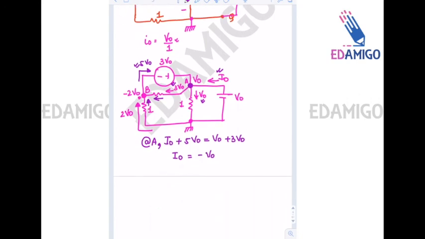Since I0 is equal to minus V0, V0 upon I0 is equal to minus 1 ohm. So this is your RTH, that is minus 1 ohm.